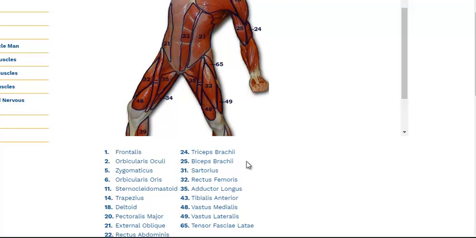Now, two of the muscles that a lot of people get confused are these right there. So 65 is the tensor fasciae latae, and 31 is the sartorius. 32, rectus femoris. Well, luckily, femoris is running along the femur, so that kind of gives that one away. And 35 is the adductor longus.